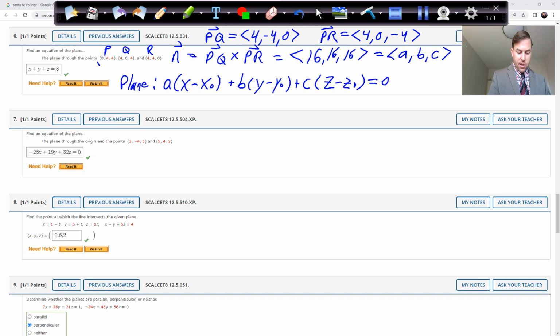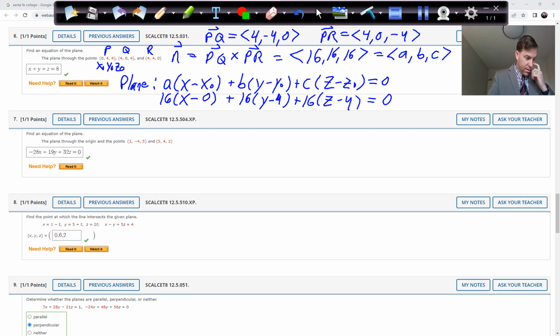So let's make these 3 numbers x0, y0, and z0. So the plane would be A, which is 16, times x minus x0, which is 0, plus B, which is also 16, times y minus y0, where y0 is 4, plus C, which is 16, times z minus z0, which is also 4.